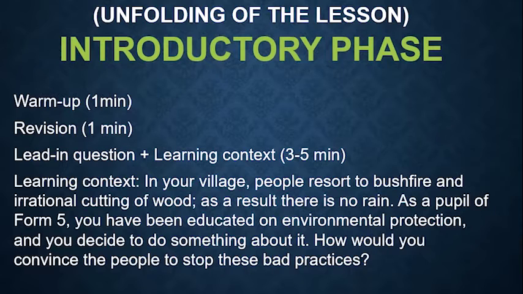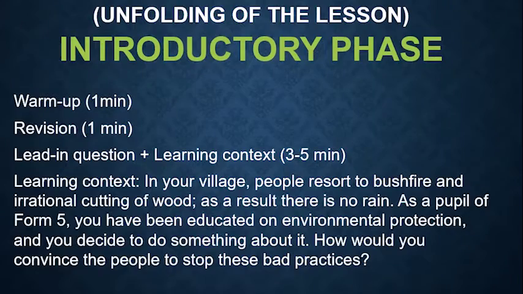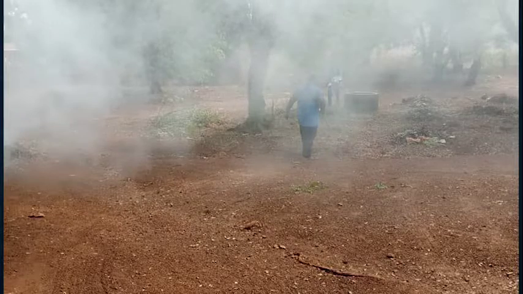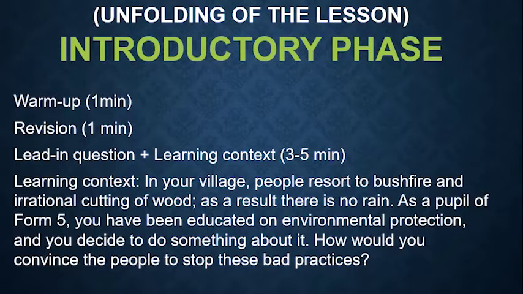And our learning context here reads: in your village, people resort to bushfire and irrational cutting of wood. As a result, there is no rain. As a people of Form 5, because this lesson is designed for students of Form 5, you have been educated on environmental protection, and you decide to do something about it. How would you convince the people to stop these bad practices? That is, the cutting of the wood and the bushfire. So this is a learning context that you submit to your student, and it's a brainstorming activity. It's not a new lesson.